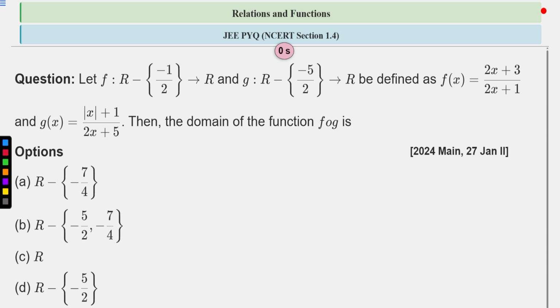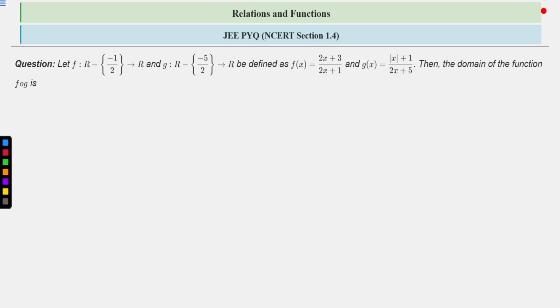Okay, let us move to the solution part. The function f is defined from R minus {-1/2} to R, and g is defined from R minus {-5/2} to R. So f(x) is (2x+3)/(2x+1), and g(x) is (|x|+1)/(2x+5). We need to find the domain of the function f(x).